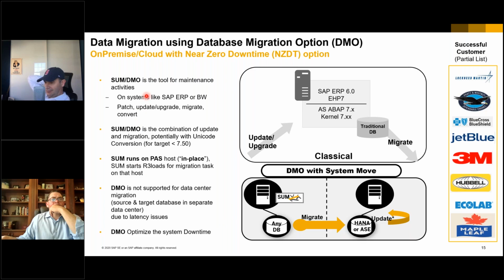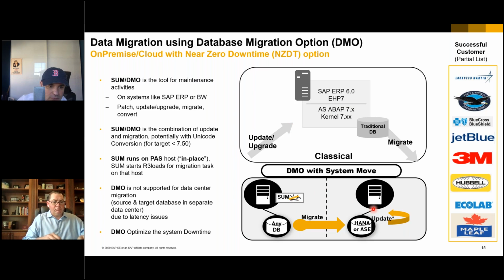This toolset is actually part of SUM, the Software Update Manager, which has been there for many years. But SAP built another option into it, called Database Migration Option. What it does is move the entire stack of data sitting on our current ERP or BW solution, or any other NetWeaver solution that we have, and move that into HANA.